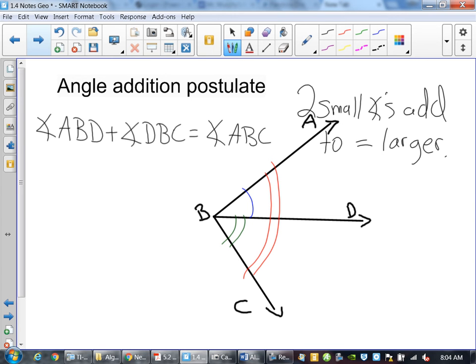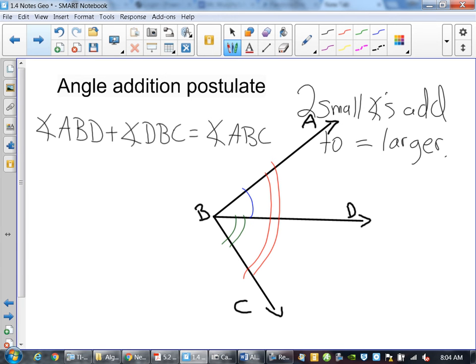And notice with the letter B, what is the letter B for all 3 of those angles? Vertex, very good. You have the vertex being the second letter, and it's the same every time. And that's the idea of angle addition. That's how this works. Okay?